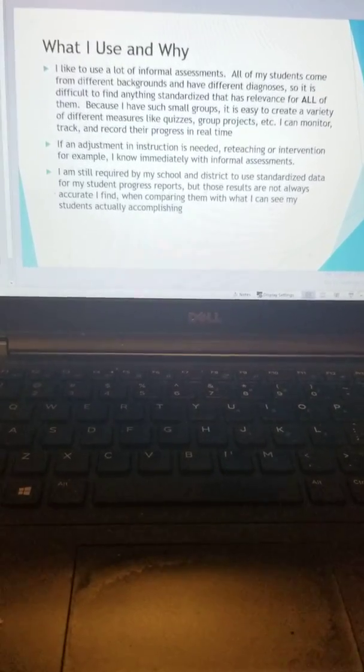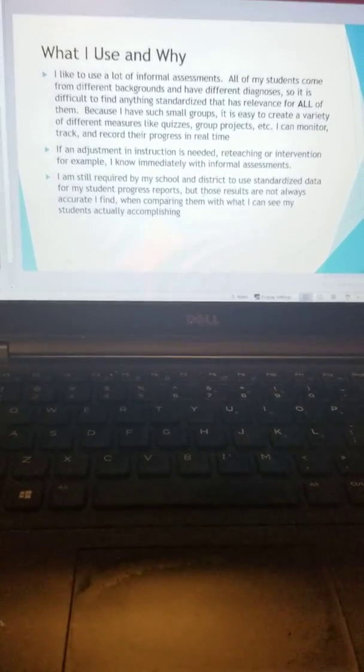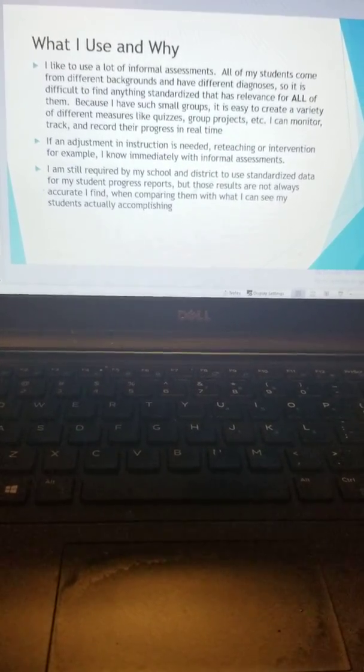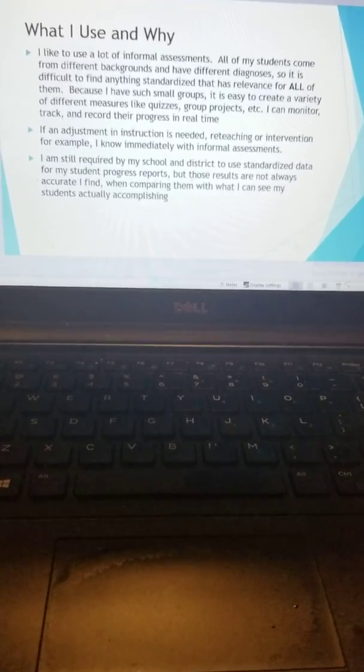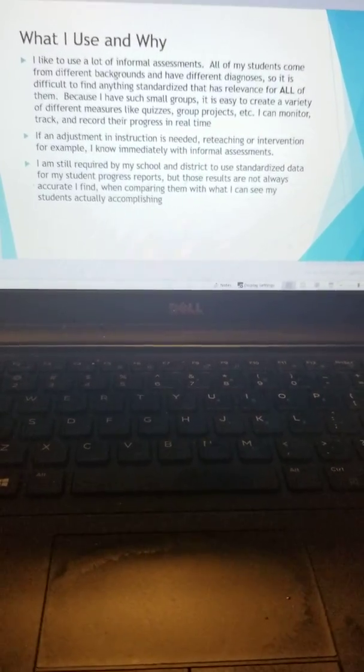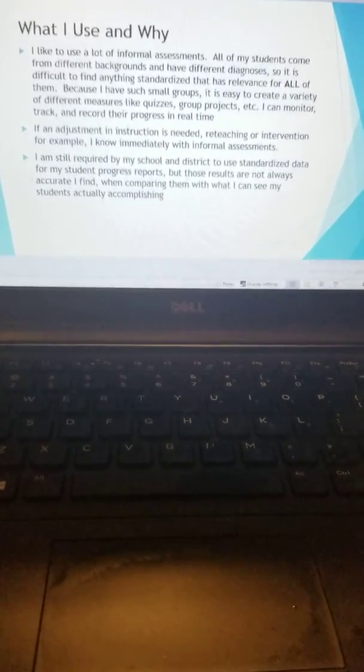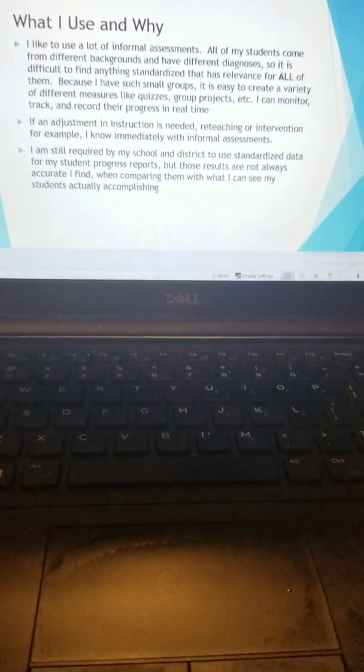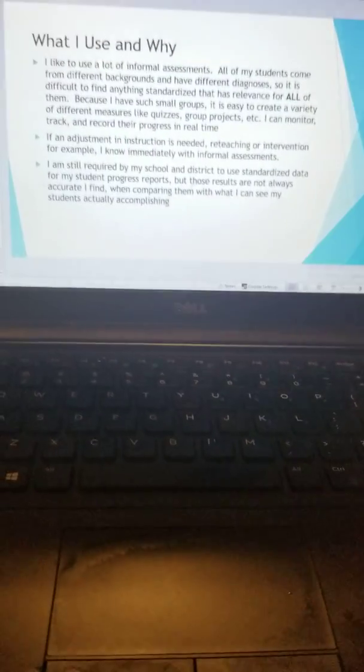With informal assessments, I am still required by my school and district to use standardized data for my student progress reports. But those results are not always accurate, I find, when comparing them with what I can see my students actually accomplishing.